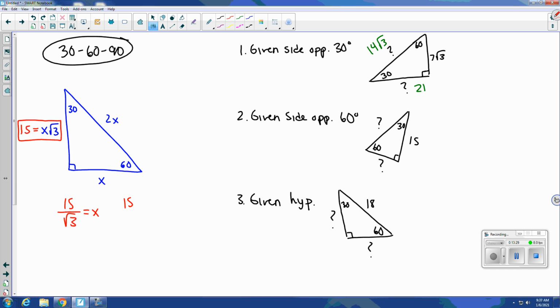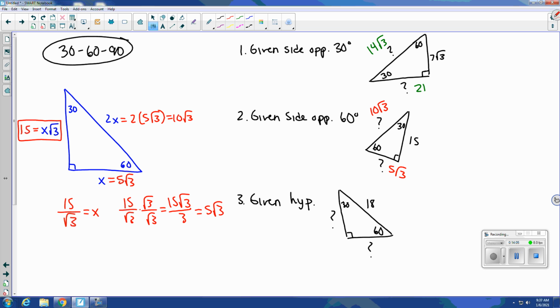So we're going to have 15 over root 3 times root 3 over root 3, which is going to be 15 root 3 over the square root of 9, which is 3. And I can simplify this further because 15 over 3 is 5. So 5 root 3 is the value of x. So if x is 5 root 3, there's that side. And I know the hypotenuse should be 2 times x, so it's going to be 2 times 5 root 3, which is 10 root 3. So we have the missing side. So the side opposite 30 is 5 root 3, and the side that is the hypotenuse is 10 root 3.